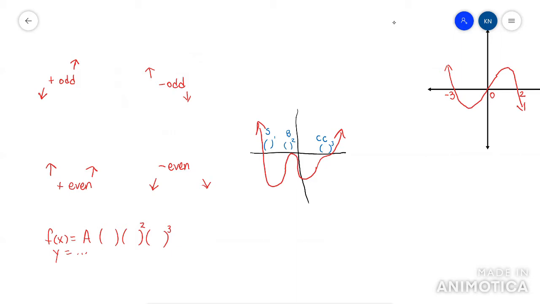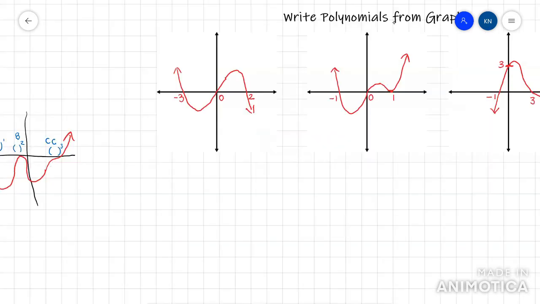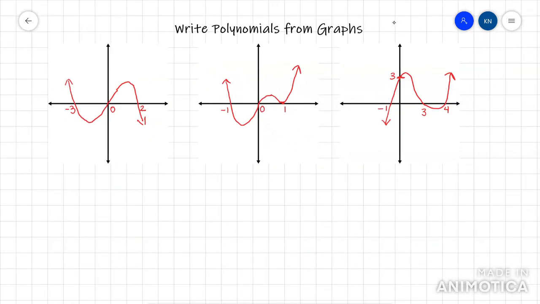Also, when you cut straight through at your x-intercept, it gets an exponent of 1. When you bounce off, like here, I bounce off, that gets an exponent of 2. And then when you swirl through, concavity change, that gets an exponent of 3. So just keep that in mind. Okay, let's just go ahead and look at some examples. It should make a little more sense.